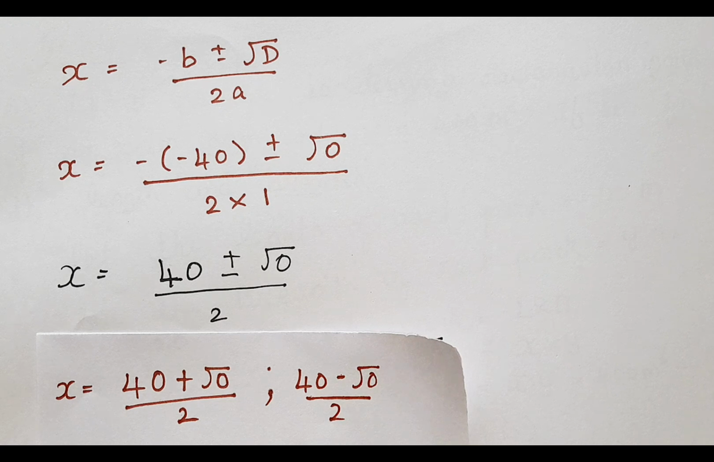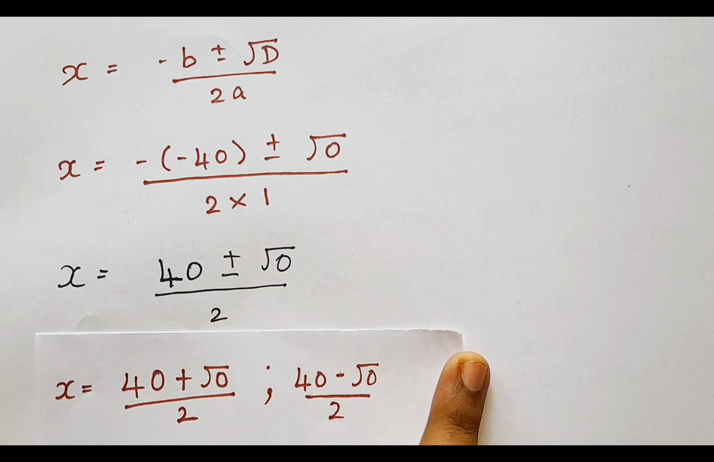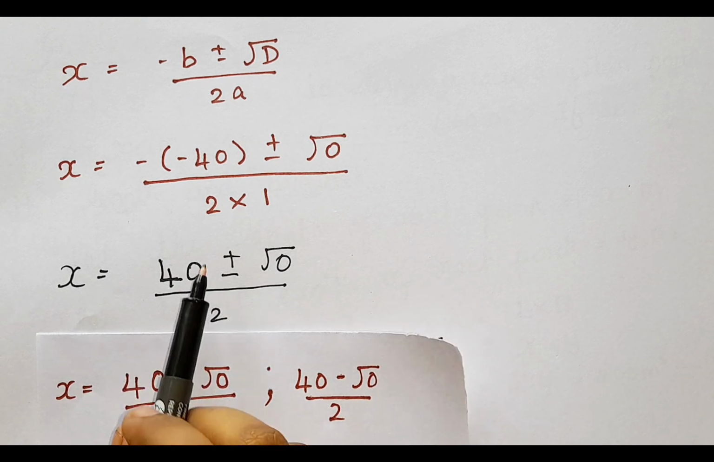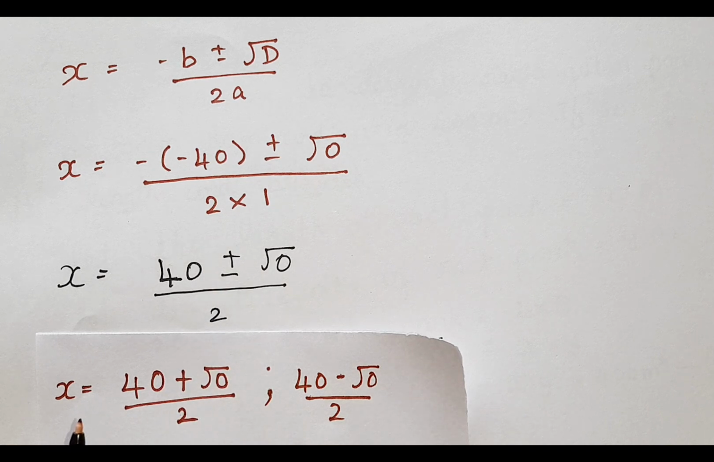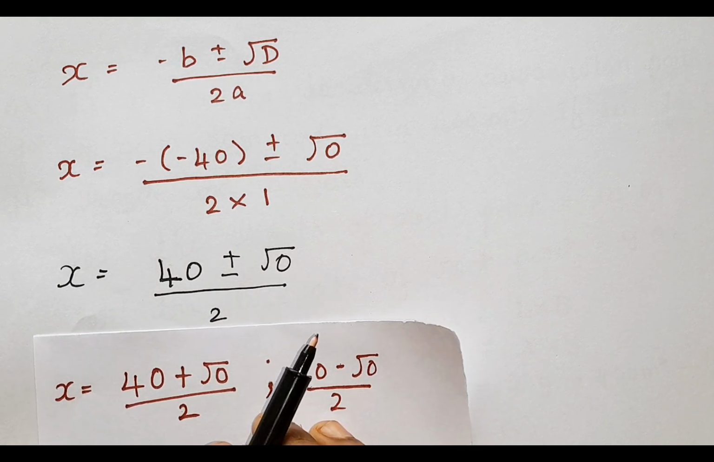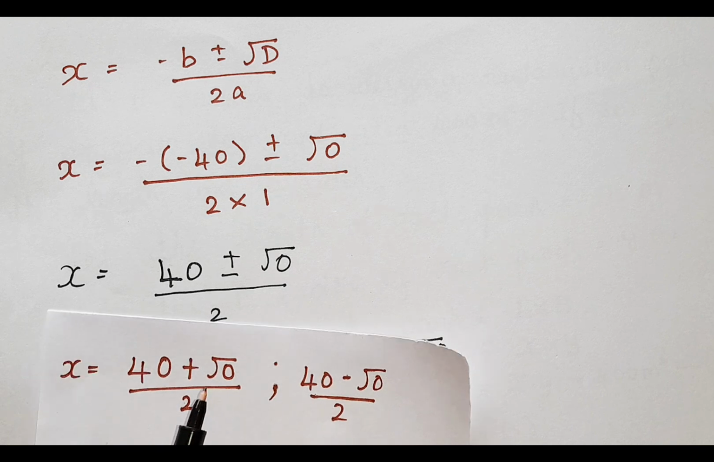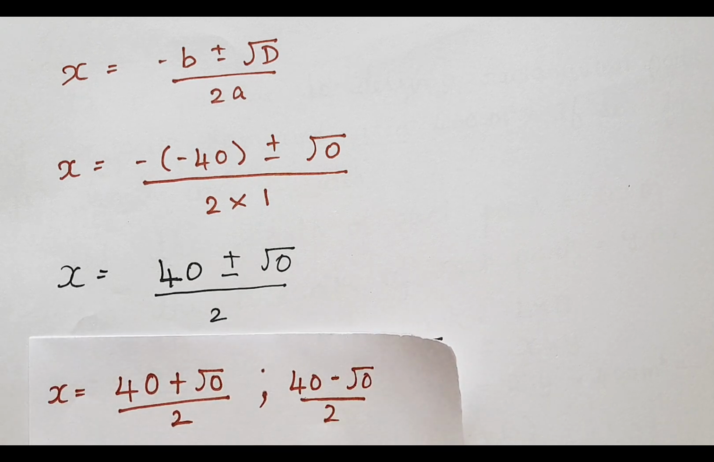You guys might be wondering why I am writing it like this. Because here we have plus or minus, right? That's why I'm doing it like this. Okay, so now 0 is not in use, right? Root 0 is literally trash, isn't it?